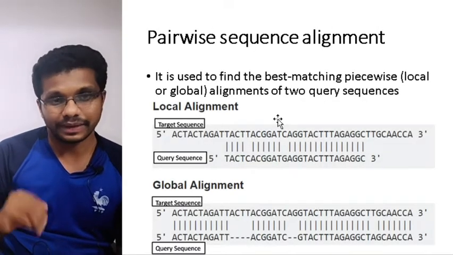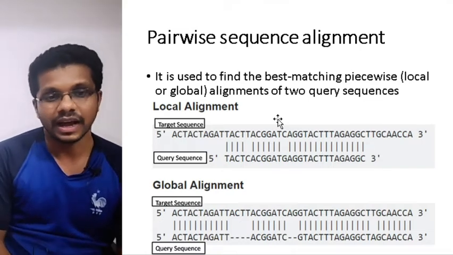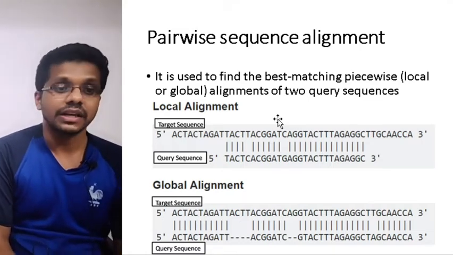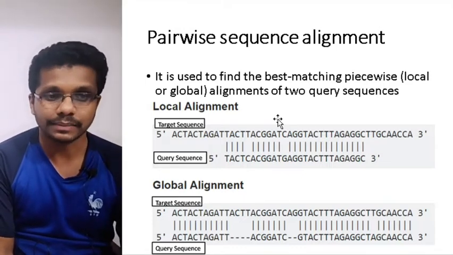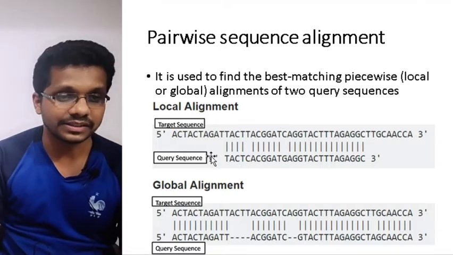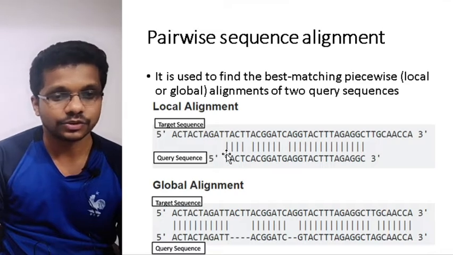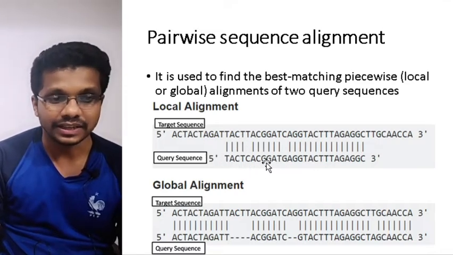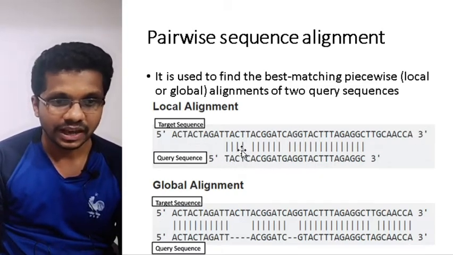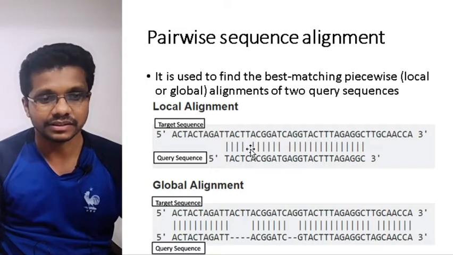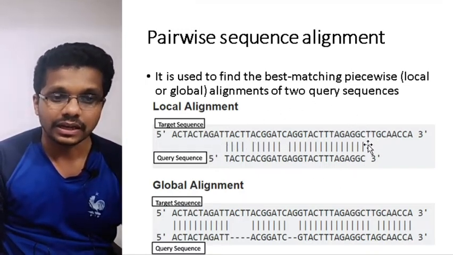Pairwise alignment is used to find the best matching alignment between two different sequences, and there are two different types of pairwise alignment. It can be a local alignment or a global alignment. In this figure you can see that in the local alignment, the first figure, we are trying to see how much similarity they show in a localized manner. The first sequence is bigger and the second one is smaller, and we are trying to fit the two sequences in the best local way.